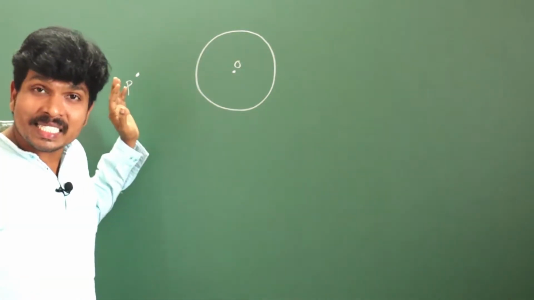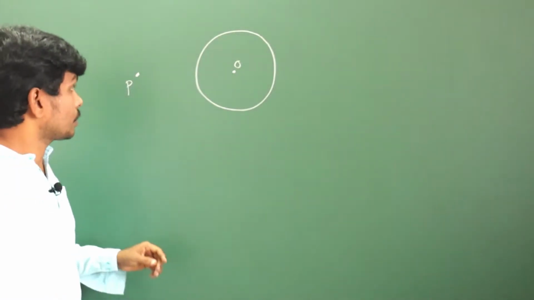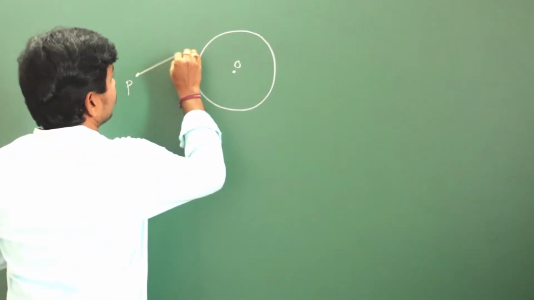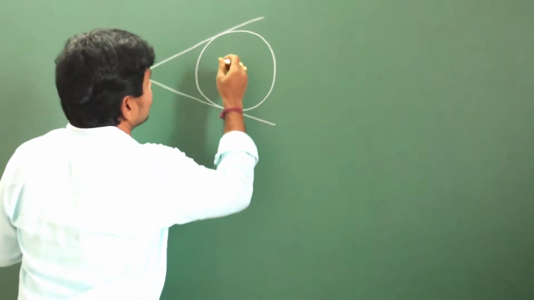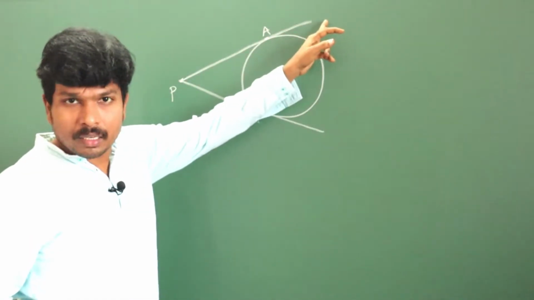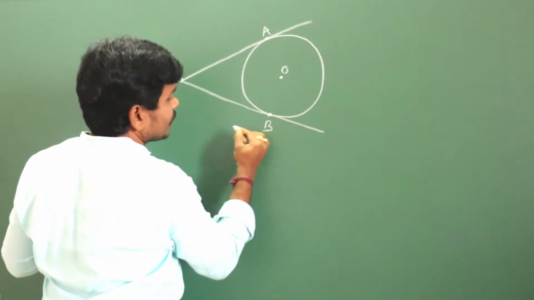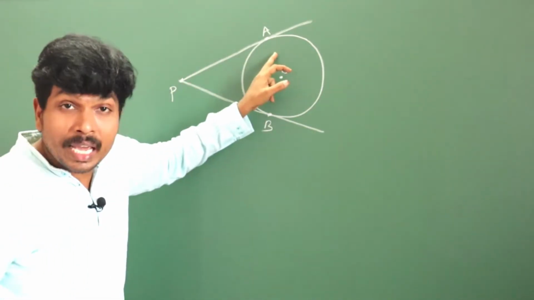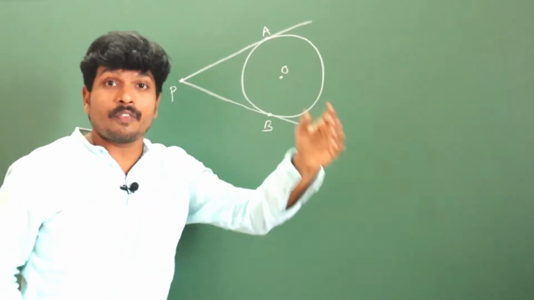How many tangents can be drawn from an external point? 2 is the right answer. Good. So 2 tangents you can draw, because one tangent like this, one more tangent like this. This is called point of contact. Point of contact of this tangent is A. Point of contact of this tangent, you take it as B. Here PA is called length of the tangent. PB is called length of a tangent.